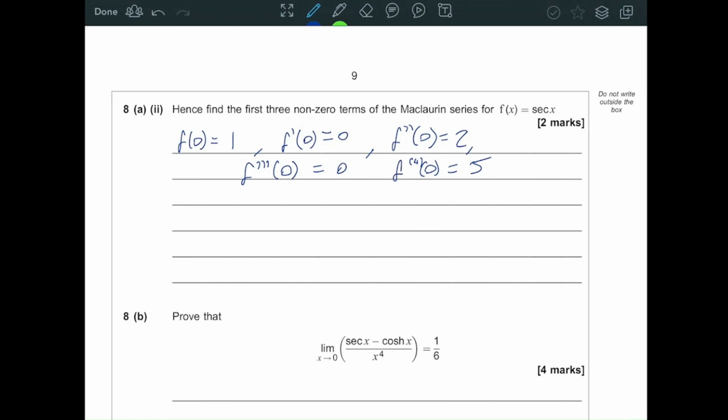Now I am just going to pull up the Further Maths formula book because my memory on the actual Maclaurin, I've got a feeling it has a 1 over something factorial in it, but my memory is not strong enough for that.